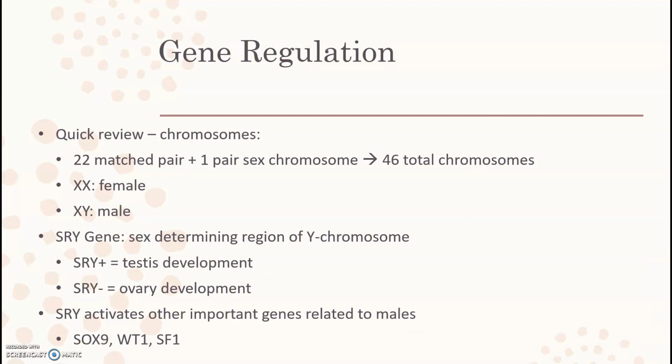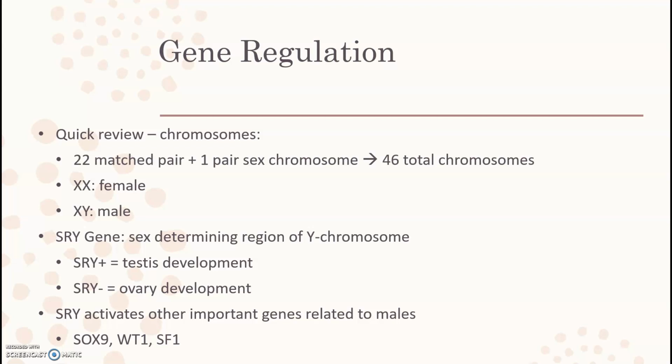So I'm going to talk about gene regulation. Just a little bit of review, chromosomes, how they're important to this process. So we have 22 matched homologous pairs, and then we have 1 pair of sex chromosomes, so 46 total chromosomes. If each parent gives an X, it's a female. If the female gives an X and the male gives a Y, then it's a male. So this really starts out with sex differentiation. This is where it all begins. This is also where abnormalities can already begin.